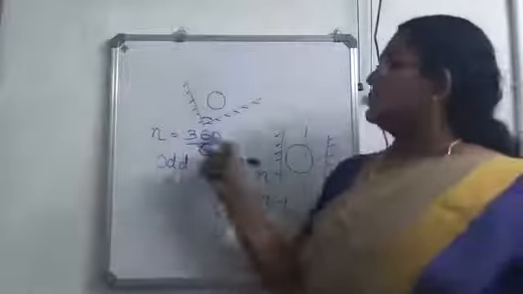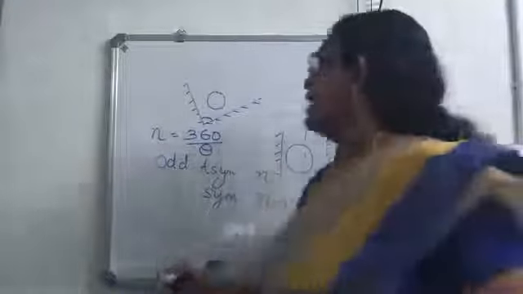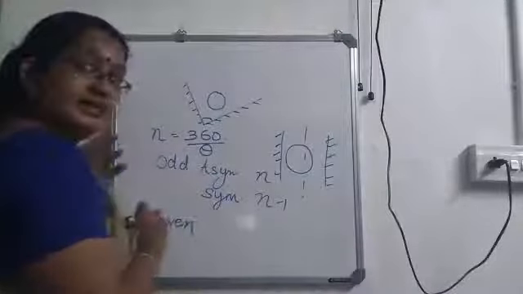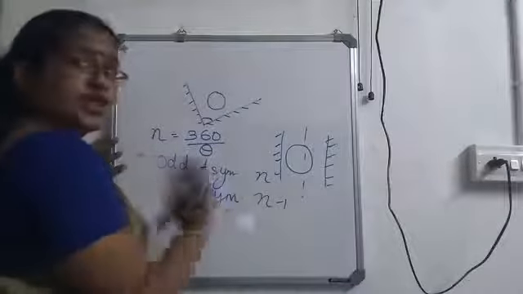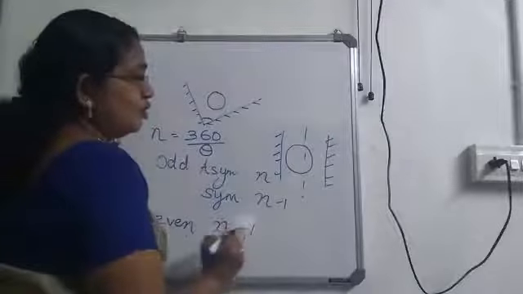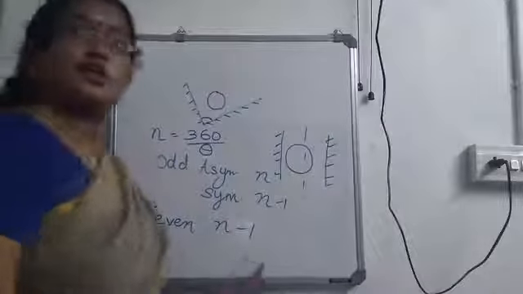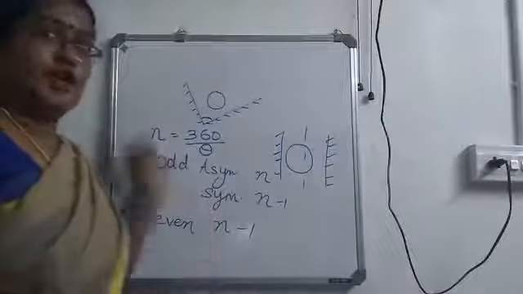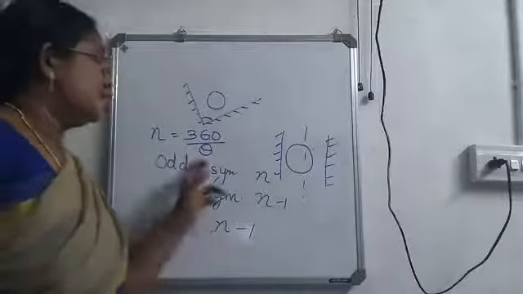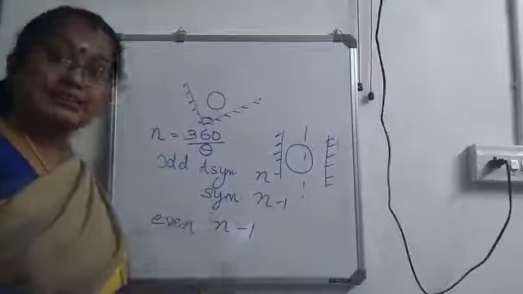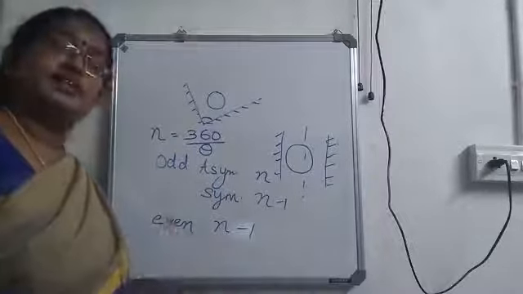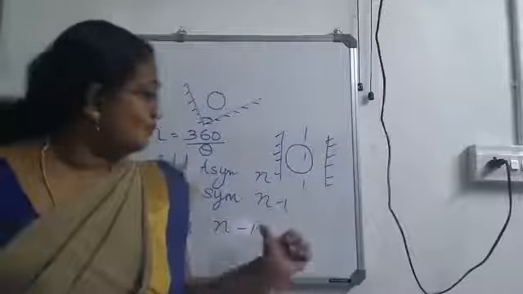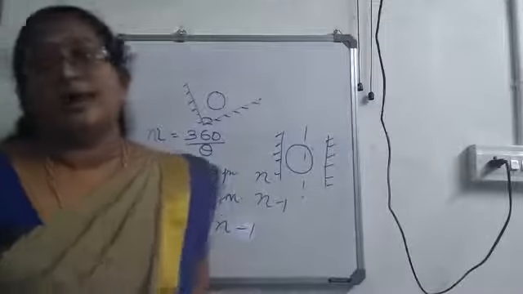Now, if 360 by theta is obtained as an even number, whether it is symmetric or asymmetric, no matter, the number of images will always be equal to n minus 1. If you are getting a value of 360 by theta as an even number, no need to check whether it is kept symmetric or asymmetric. Anyway, the number of images formed will be equal to n minus 1.